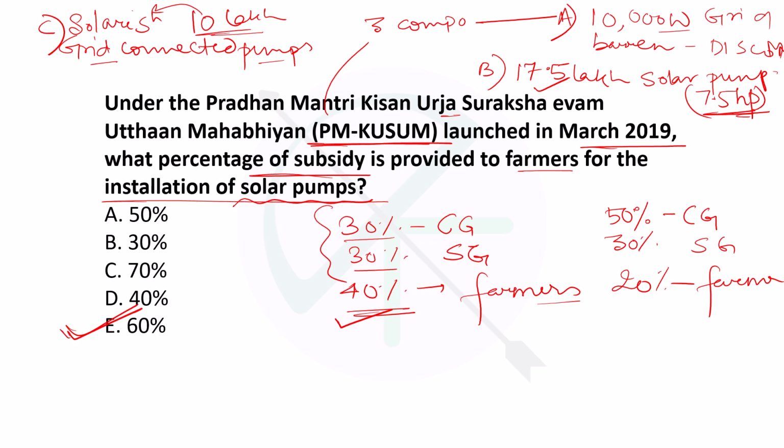Okay, so these were the three components of PM Kusum. I hope if any question comes from PM Kusum, you will be able to answer it very well. Option number E is the right answer.